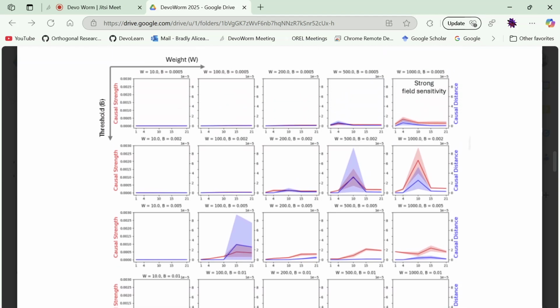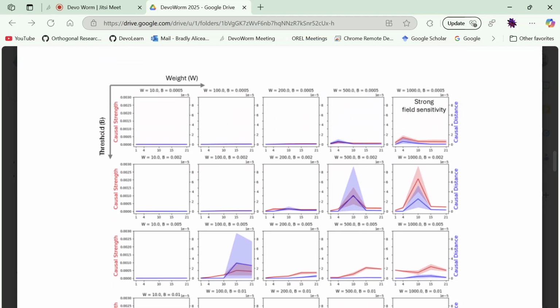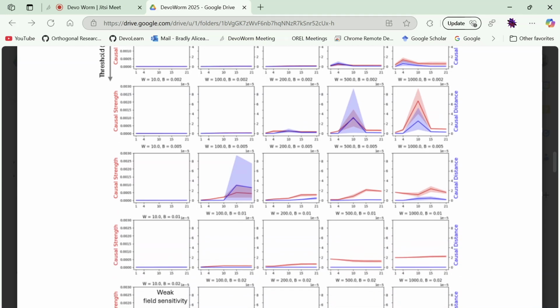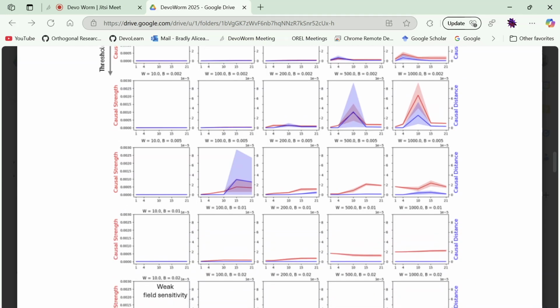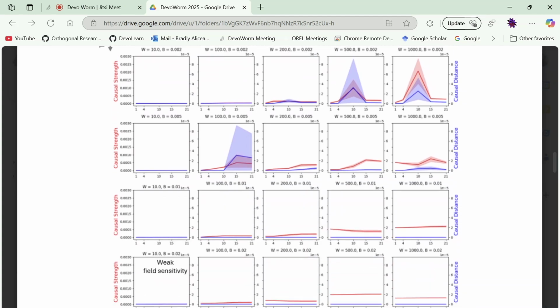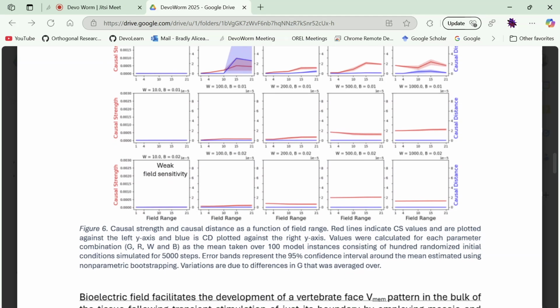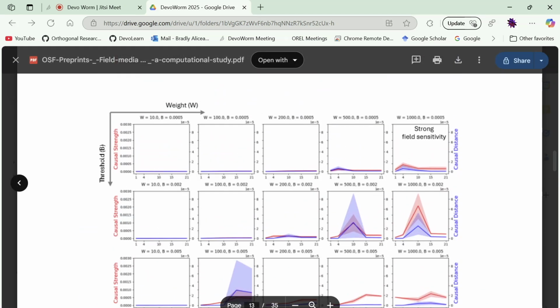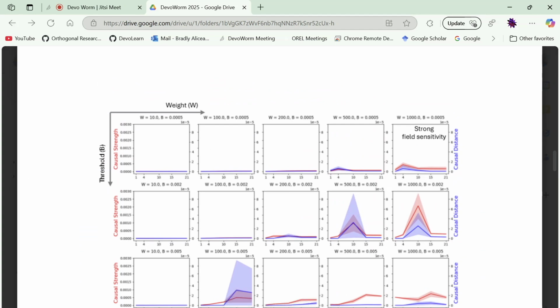And you can see that in these different examples, they change the weights and they change the threshold. For different weights, as you get to higher weights, you get these enhanced causal strength and causal distance measures. In this example here, you get it earlier in terms of the weights, so you get it for lower weights. And so you can see the variation here. Basically, this is an example of weak field sensitivity, where causal strength and causal distance are flat. And then this is an example of strong field sensitivity, where you get these enhanced values.